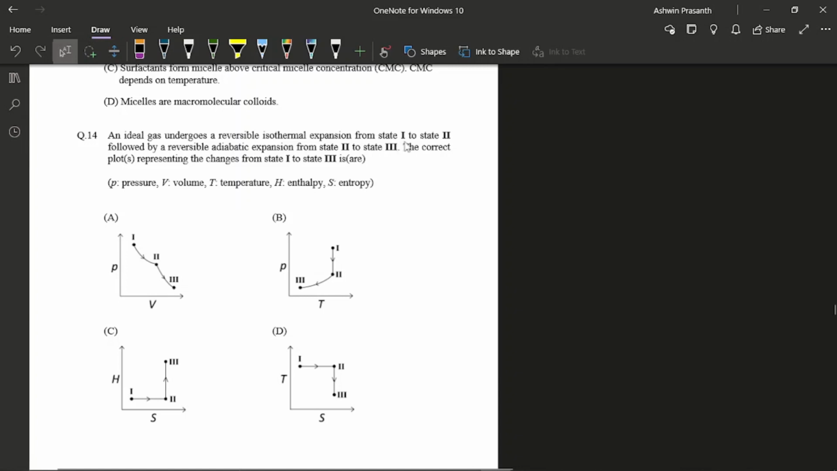Yeah, the first process was reversible isothermal, and second was reversible adiabatic. So I was thinking that slope of this would be minus p by v, and this would be minus gamma p by v. So the magnitude of the slope should be higher, but that is not reflected in the graph. So because of that, I didn't mark A, and I think B was one of the correct answers, so I marked that. And out of C or D, I remember that in one of those, the direction of the graph was different than the actual one in the question.